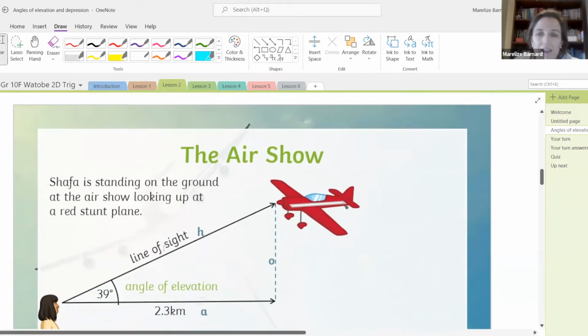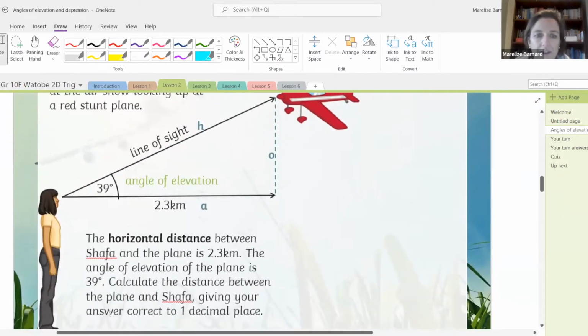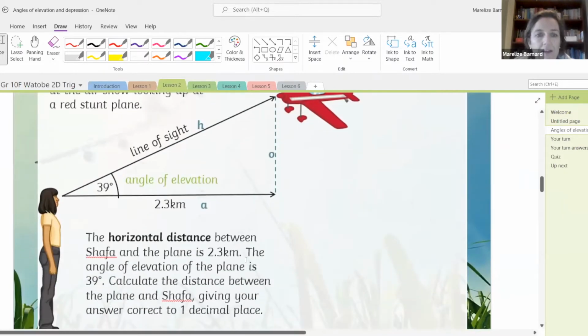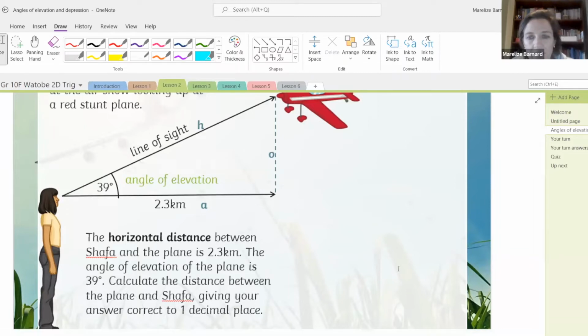Okay. So Shafa is standing on the ground at the air show looking up at a red stunt pilot. So there's our diagram. The horizontal distance between Shafa and the plane is 23 kilometers. So the angle of elevation of the plane is 39 degrees. Calculate the distance between the plane and Shafa, giving your answer correct to one decimal place.